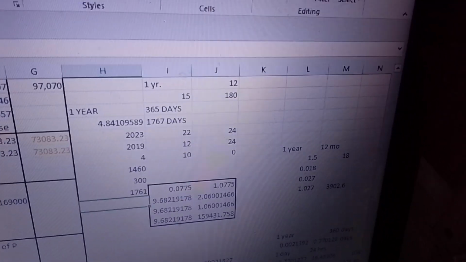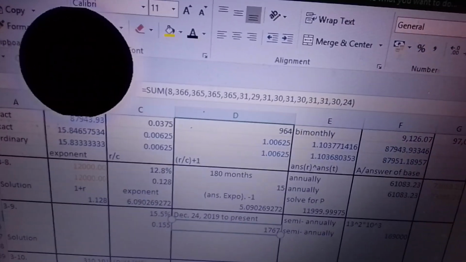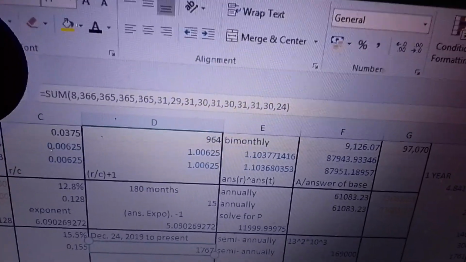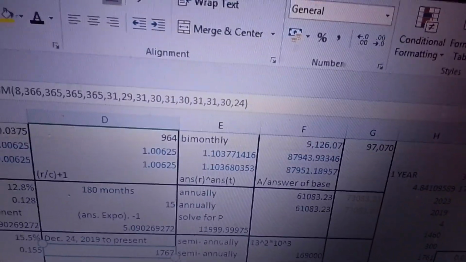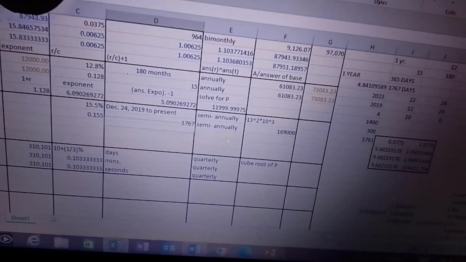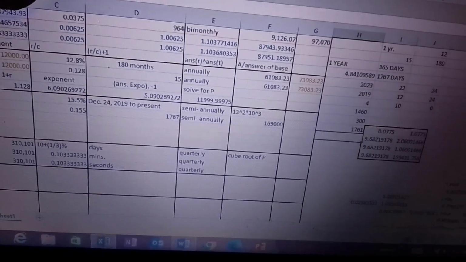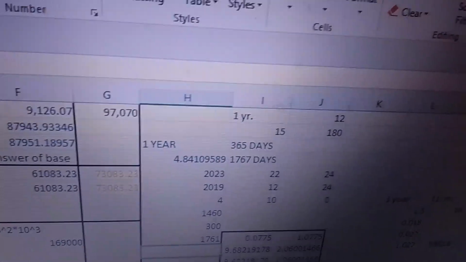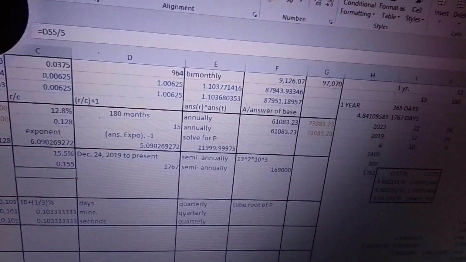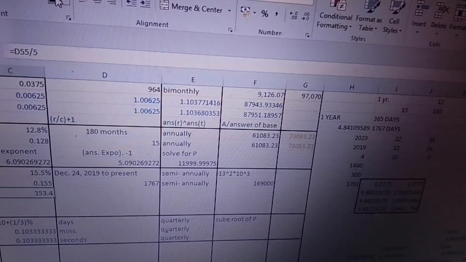Kaya nga, kung gusto mo mas accurate, ito yung formula na ginawa ko. I summed all the numbers together from the number of days, from 8 days to 366 days, 365 days, 365 days, 31 days, hanggang sa present. And that's why I get 1,767 days. At dapat, we're supposed to get 4.84 years. So, dapat yun yung year namin. Okay? So, now, let's go back. Remember this one, I still have nothing.